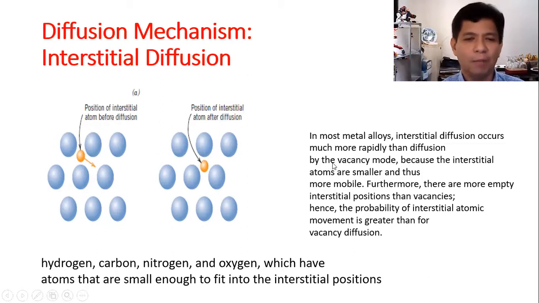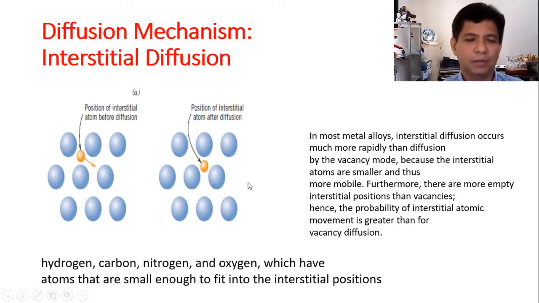Kasi palaging available ang interstitial space. Kaya mas mabilis yung interstitial diffusion. Kung makikita niyan mamaya, i-compare natin yung diffusivity ng interstitial diffusion at saka yung diffusivity ng vacancy diffusion. Mas mataas yung interstitial diffusivity. So furthermore, there are more empty interstitial positions than vacancies. Okay? So ito kasi permanente, ito yung nature ng, kung tatandaan nyo pa yung nature ng metallic crystalline structure, meron talagang mga empty spaces, no?